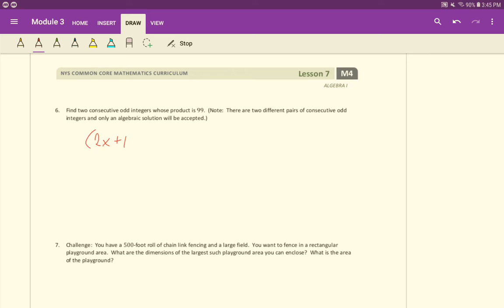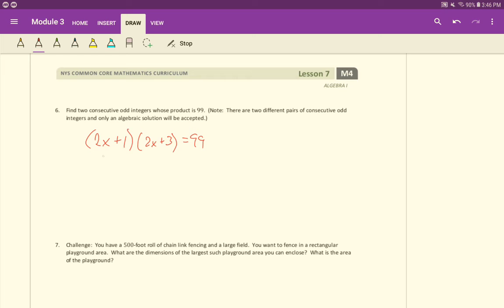So if that's one of our odd integers, consecutive means how can we find the next one? Well, how do you find the next odd integer? If you have an odd number, how do you find the next one in line? Well, if we add 1 to this number, it'll now be even. If we add 2 to it, so it's 2x plus 3, now it is going to be odd again, the next odd number. And their product, so we're going to multiply them there, their product is 99.